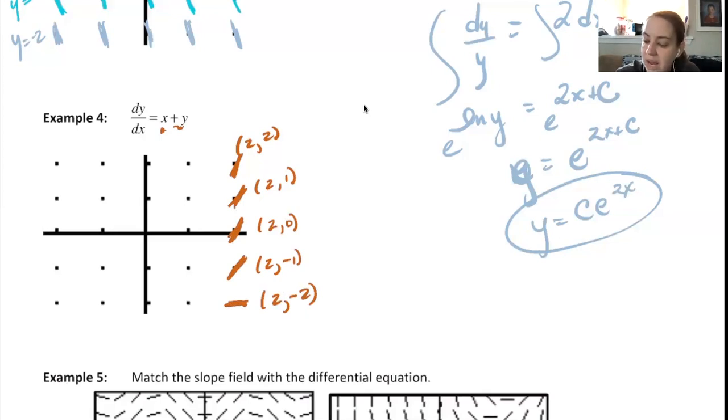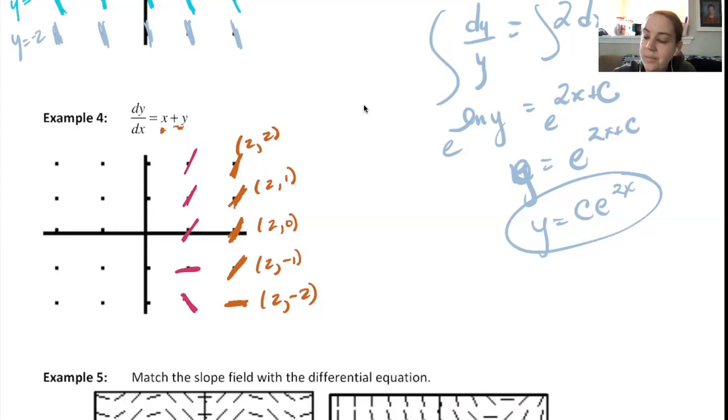Now, it gets a little clunky if you put all the coordinates in there. So you want to try to do this with mental math the best that you can, and then pick a row or a column to work through. So this is the point (1,2). So I've got a slope of 3. This is the point (1,1). So if I add those together, I have a slope of 2. This is the point (1,0). So I have a slope of 1. This is the point (1,-1). So I have a slope of 0. And down here, I'm at the point (1,-2). So my slope is -1.